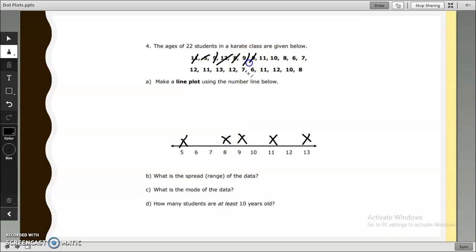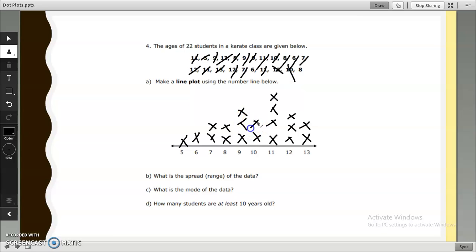I have 2 9s, a 11, a 10, an 8, a 6, a 7, a 12, another 11, a 13, another 12, another 7, another 11. Oops, let's see, another 12, another 10, and another 8.